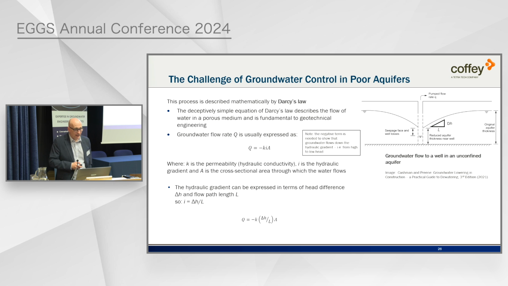And the key thing is that we can express the hydraulic gradient as delta H over L, delta H being the head difference and L being the flow path. And we can then look at it like that. So essentially the hydraulic gradient can be represented in some simplified form by the slope of your groundwater level or your piezometric level.